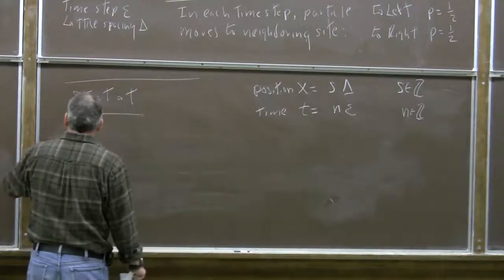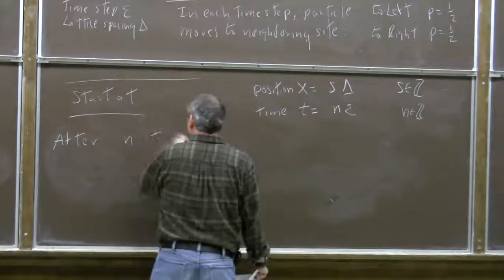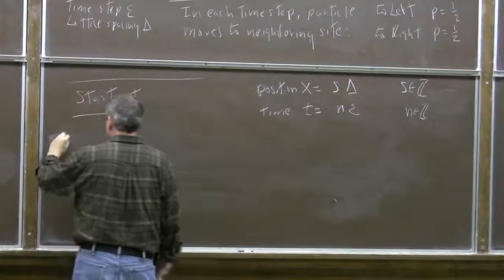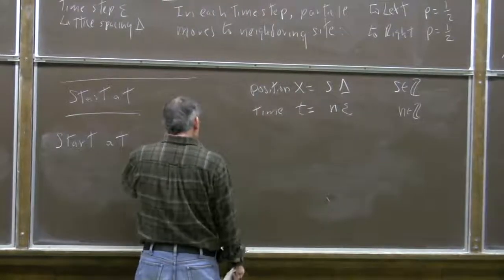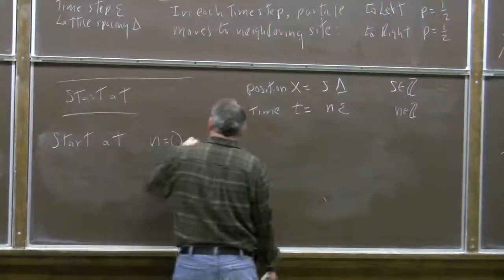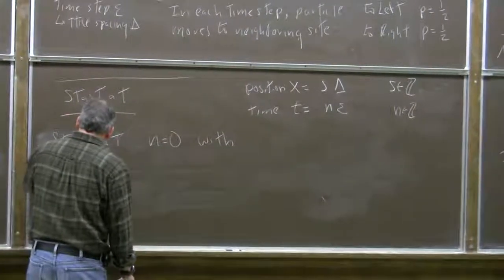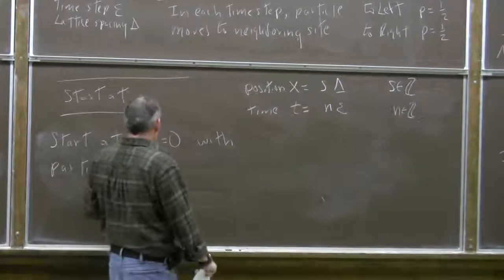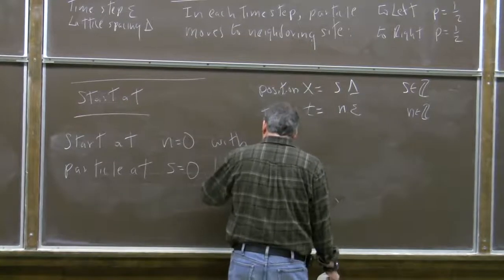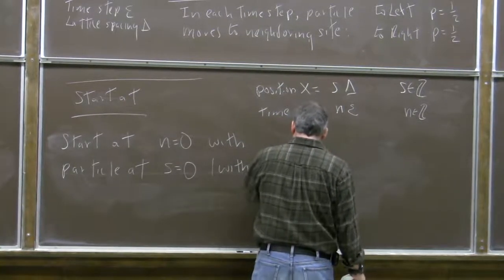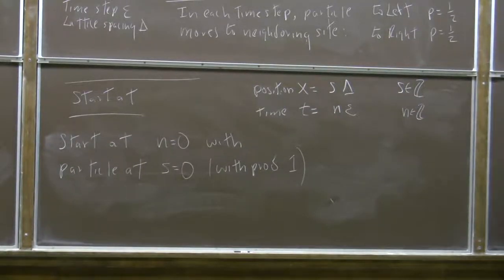So after n time steps, well, let me say it this way. Suppose we start at time 0, or n equals 0, with a particle at s equals 0 at the origin. And that's true with probability 1. Now, what's the probability distribution going to look like after many steps?